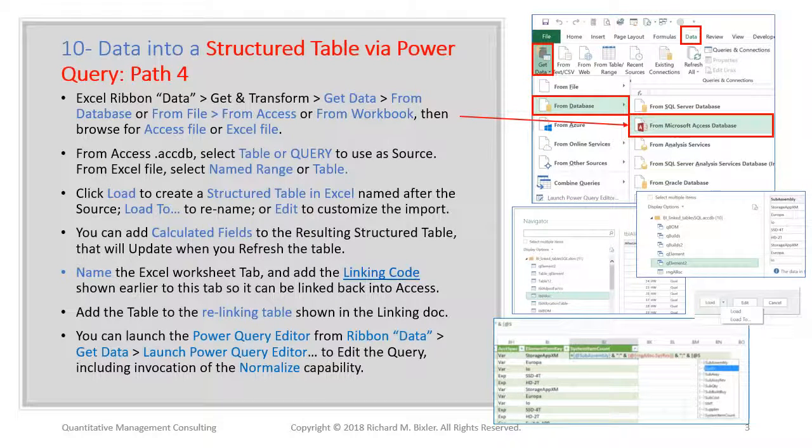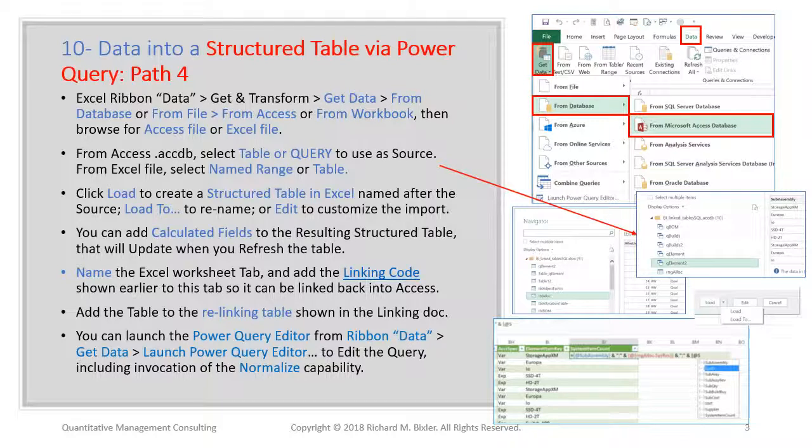To use PowerQuery, remember you use the Get Data tool on the data ribbon. So follow the sequence: Excel Data Ribbon, Get and Transform section, Get Data tool, then either From Database or From File, then either From Access or From Workbook. A window pops up showing data sources you can select.